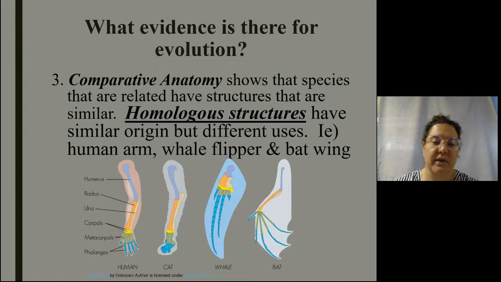So we have the long, skinny bones of a bat that enable the wing to be stretched out between the long fingers, compared to the bones of the cat, which are designed to be walked on, versus the bones of the whale, which have very short humerus and radius and ulna, because we need most of that length in the flipper. So they have a similar structure, but a very different function.